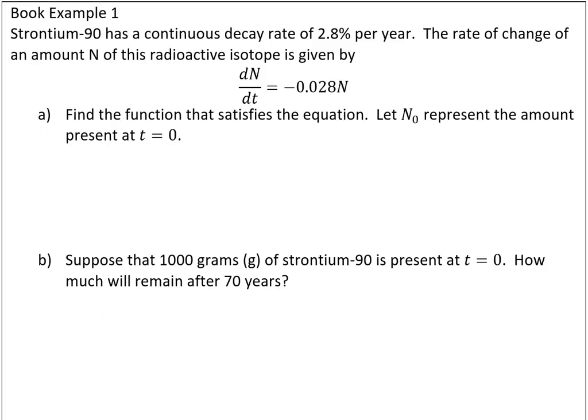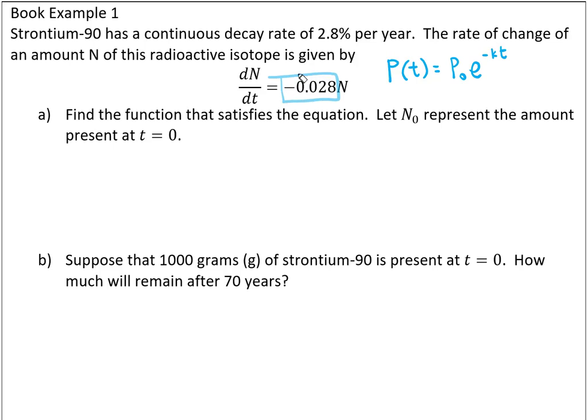Strontium-90 has a continuous decay rate of 2.8% per year. The rate of change of an amount, N, of this radioactive isotope is given by dN/dt is equal to negative 0.028 N. The first question asks us to find the function that satisfies this equation. First of all, let's recall the equation from the previous page. We know that it would have this related equation, P of t is equal to P naught e to the negative kt. We're asked to allow N naught to represent the amount present at time equals 0.